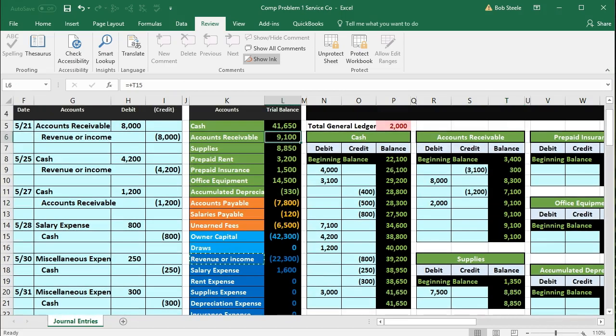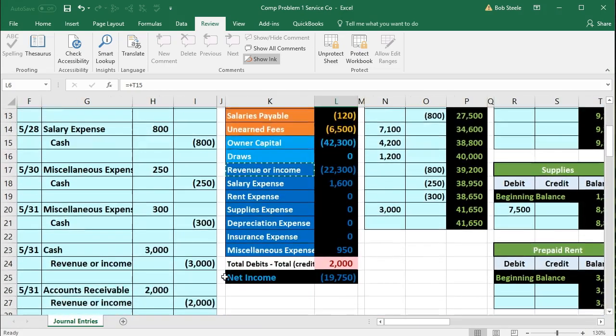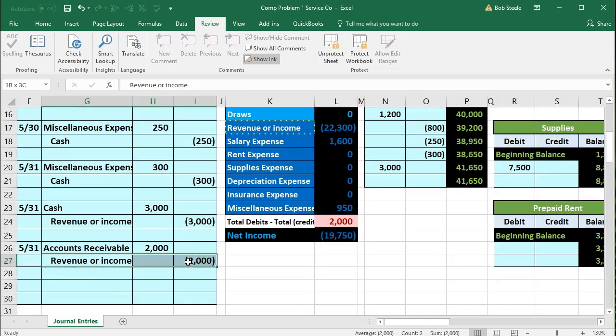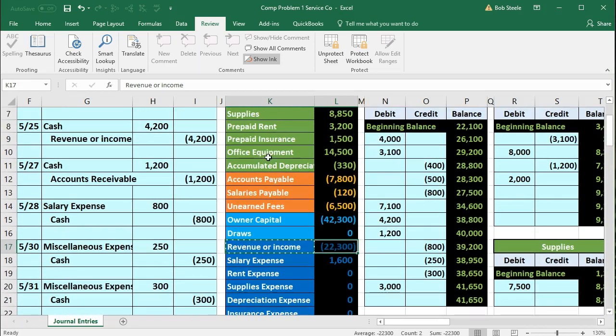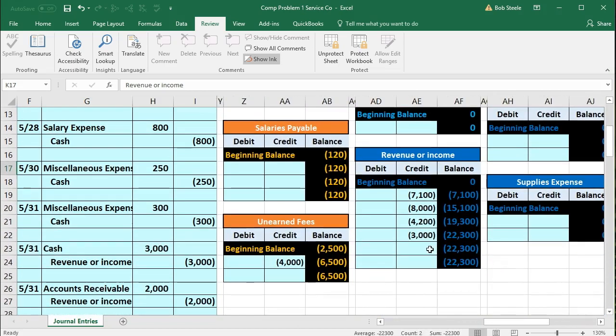I'm going to bring us back up. I'm going to go back up to 130% of the screen. Next, we have revenue is 2,000. Revenue is down here on the trial balance. So it's a ways down, assets, liabilities, equity, and then revenue. Same order over here, assets, liabilities, equity, revenue. Here's revenue.